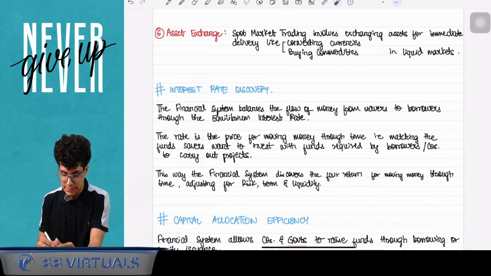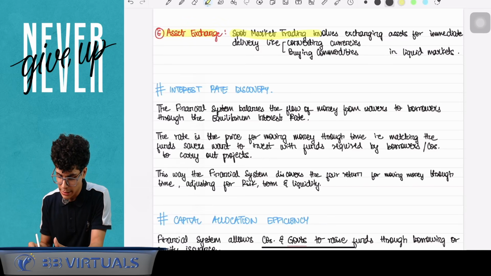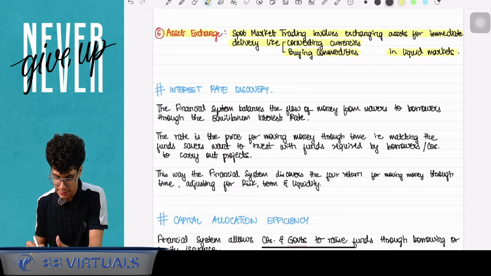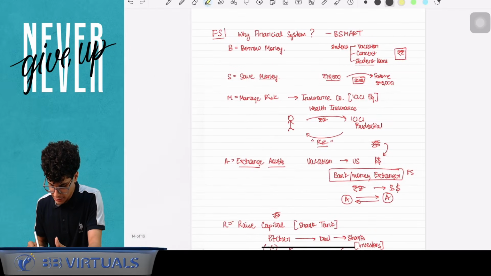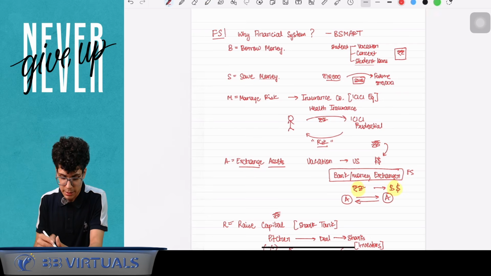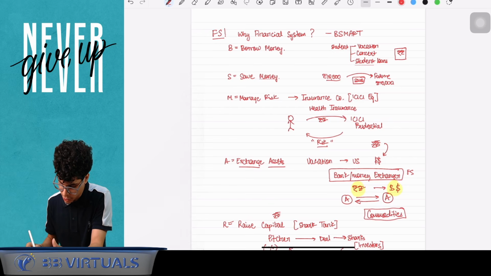ठीक है? And lastly, asset exchange. Spot market trading involves exchanging assets for immediate delivery, like converting currencies or buying commodities in liquid markets. So the example that we had done, wherein we trade one currency for another, है ना? A similar example is where you go and buy some commodities. What are commodities? Any example of commodities? Precious metals.